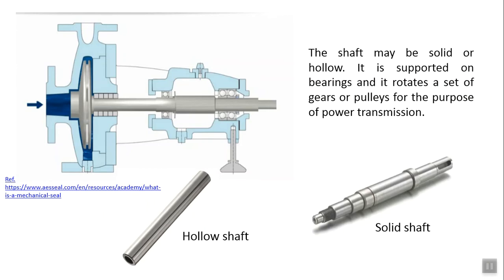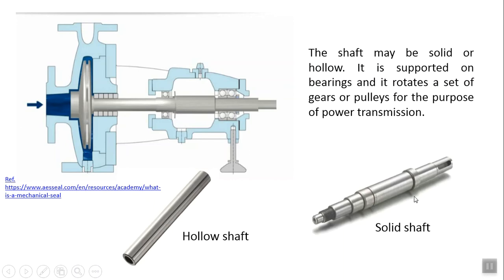Here also you can make a similar understanding from the centrifugal pump again, right? So this is a part of the centrifugal pump. This is your shaft. Now the shaft is supported by means of bearings. This particular member is known as bearings, and this is a shaft. You can see the configuration of the shaft.